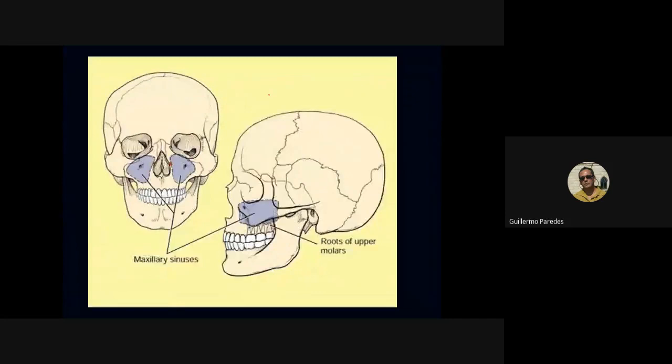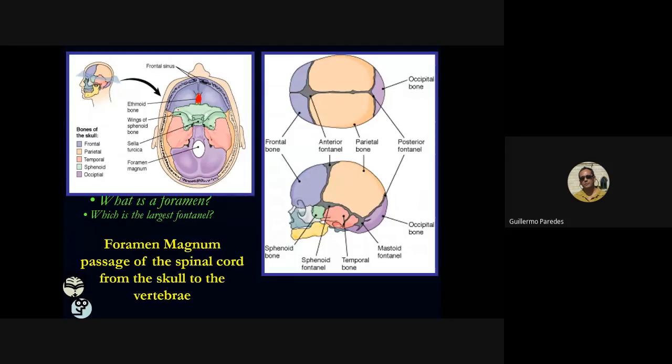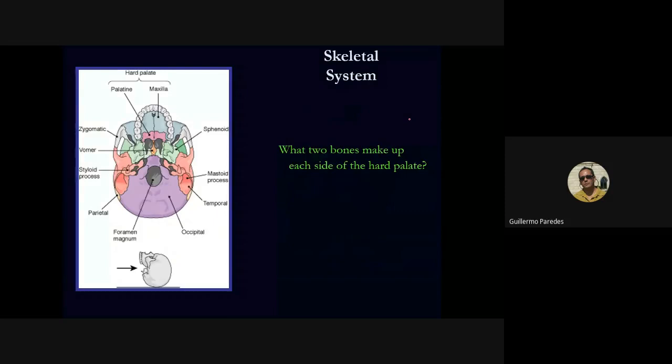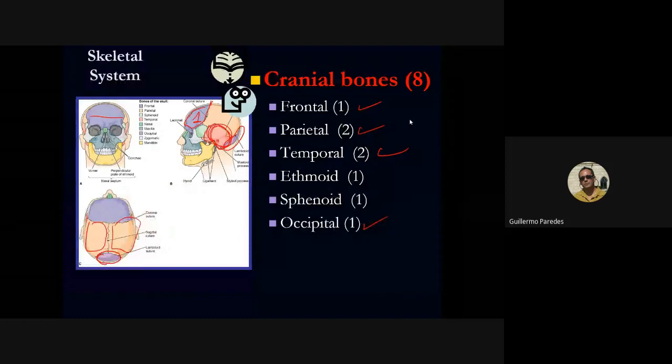And the other bone that we are going to look at is the sphenoidal bone, or sphenoid. This sphenoid bone looks like a vampire or like a bat. So we have one ethmoidal, one sphenoidal, two temporals, one occipital. The parietal, here's the parietal, one and two. And the temporal are one and two. So how many bones do we have in the cranium? Eight. Don't forget that. Okay? Parietal and temporal are pairs.